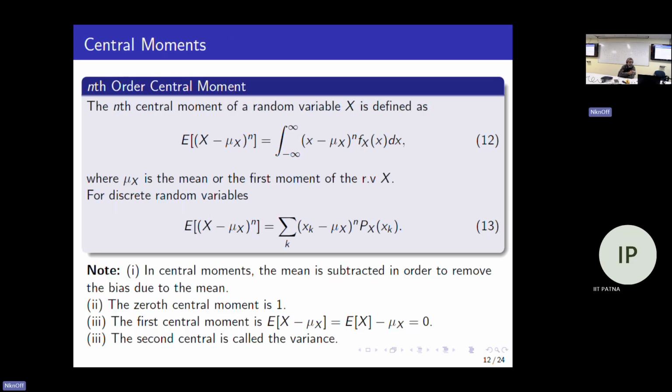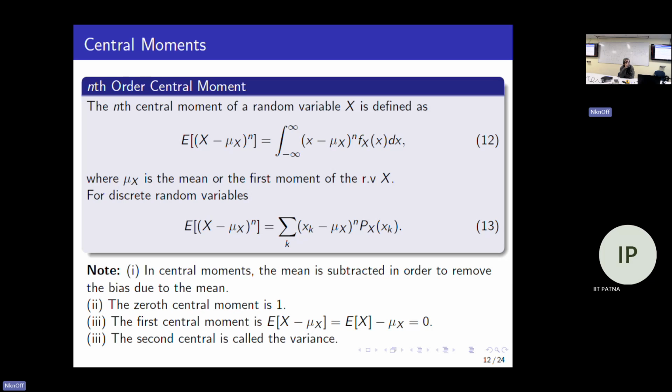Now it's the central moment. So what is the nth order central moment? The nth order central moment is the expectation of (x minus mu x) to the power n. That means (x minus mu x) to the power n, where x follows a PDF fX(x), integrated from minus infinity to plus infinity. So this is the central moment.